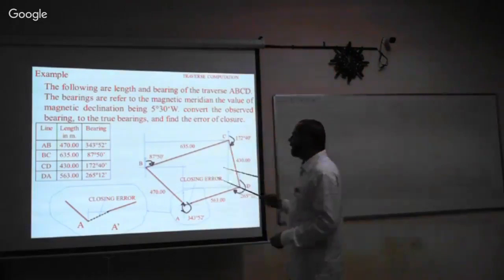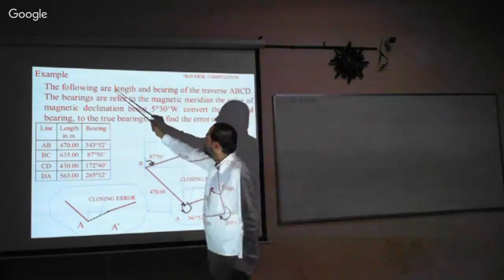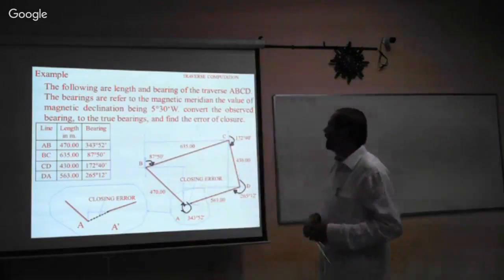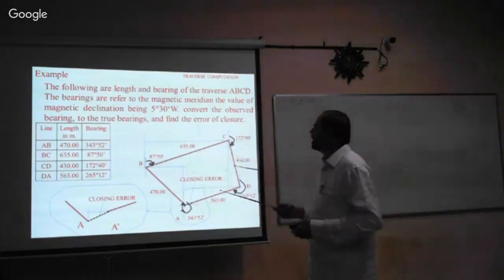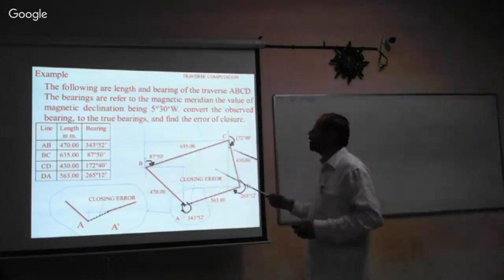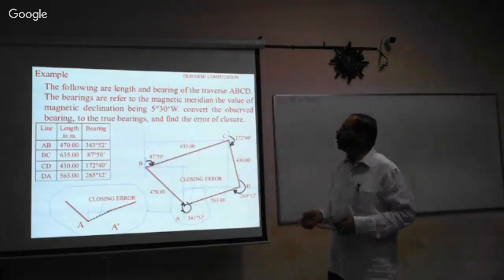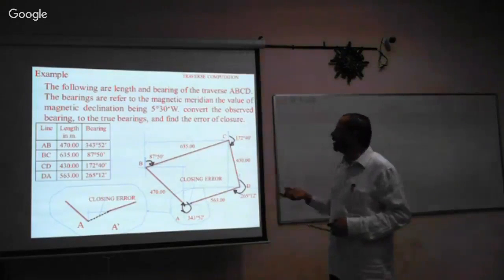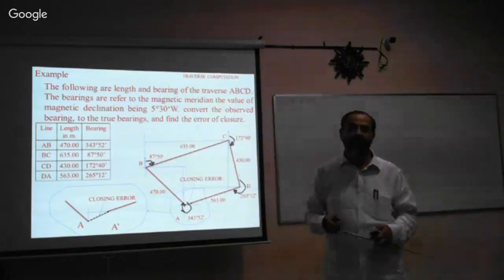So therefore, now let us solve this problem. We will see. The following lengths and bearings of the towers ABCD are given. The bearings are referred to the magnetic meridian. The value of the magnetic declination is 5 degrees 30 minutes west. Convert the observed bearings to the true bearings and find the error of closure.